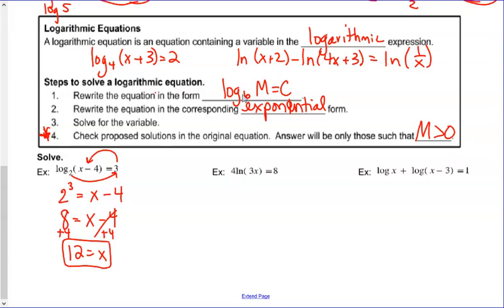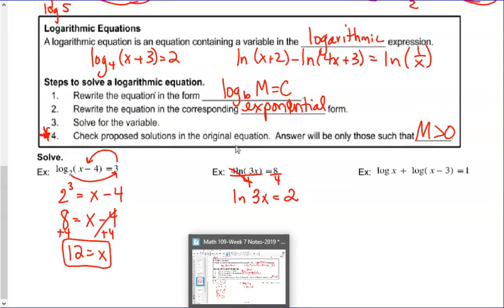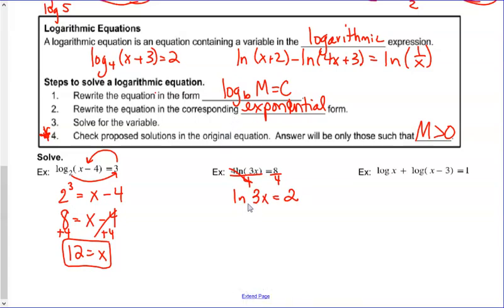Notice I don't have exactly this form because I have a 4 hanging out. Well, that's 4 times that natural log. So if it's multiplied, let's do ourselves a favor and divide both sides by that number. So I get the natural log of 3x is equal to 2. And then let's write our corresponding exponential. Now remember, this is a base of e.